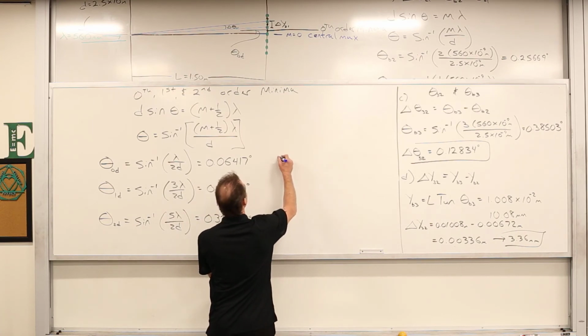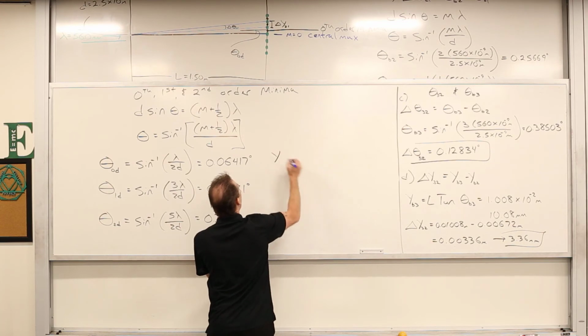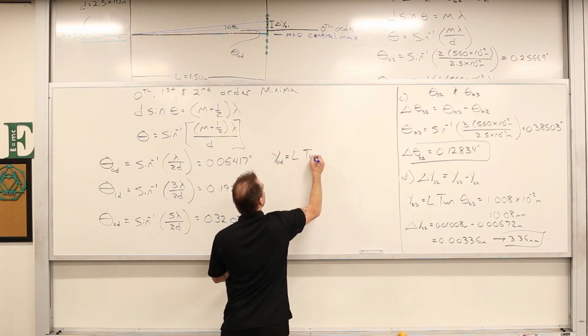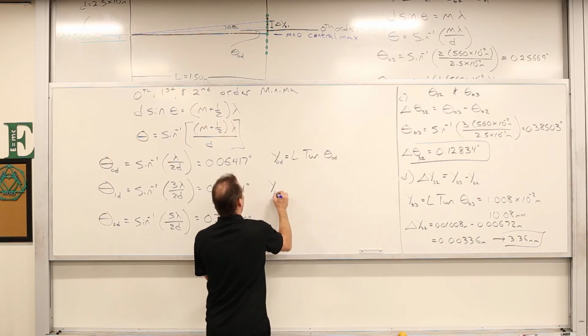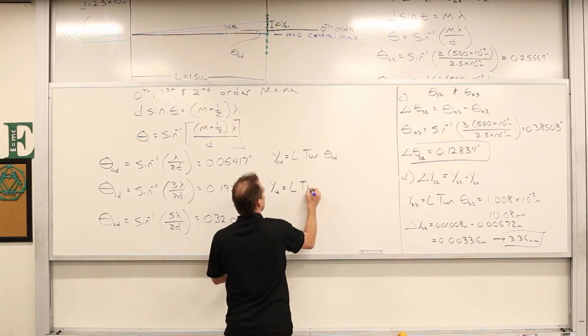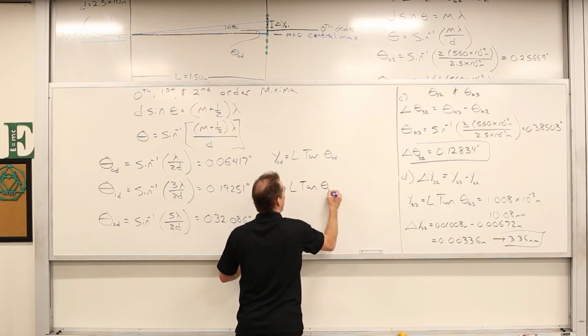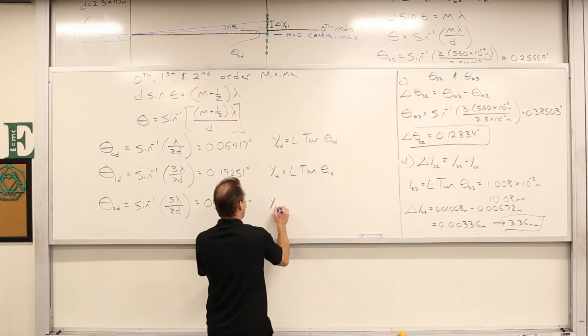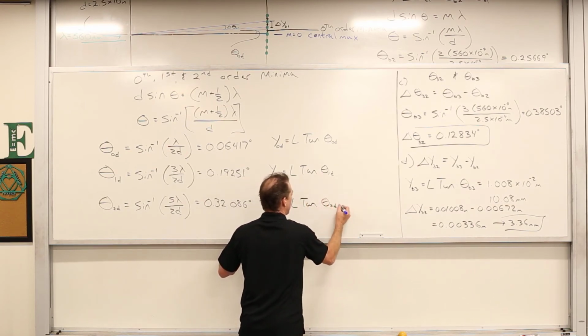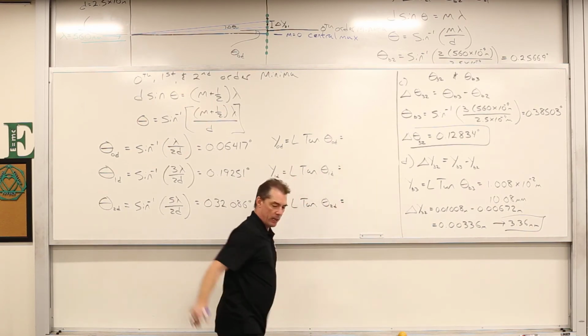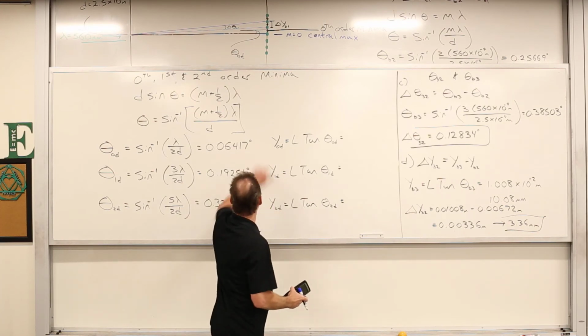We'll still do it though. We got ourselves that y0 dark is equal to L times the tangent of theta 0 dark. y1 dark is equal to L times the tangent of theta 1 dark. y2 dark is equal to L times the tangent of theta 2 dark. Go ahead and calculate those out really quick.